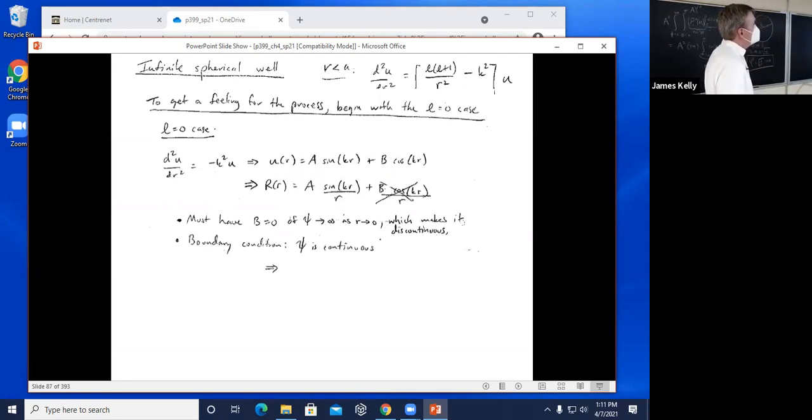Now, we've found a separate solution for inside and outside. Outside's just 0, but we've got to match them up. The potential goes to infinity, so we don't know anything about psi prime having to be continuous, so I don't think it has to be.